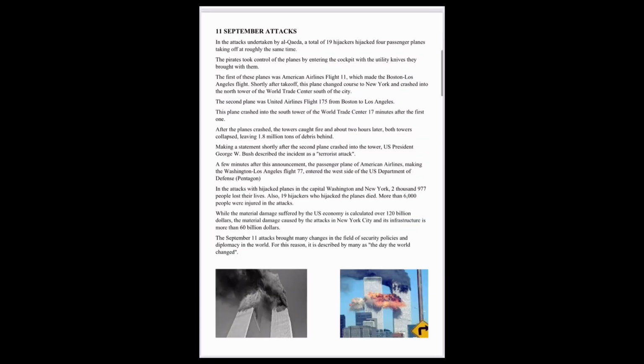The 11 September attacks were undertaken by Al-Qaeda, with a total of 19 hijackers. They hijacked 4 passenger planes taking off at almost the same time. The hijackers took control of the planes by entering the cockpit with knives. The first of these planes was American Airlines Flight 11, which was on the Boston to Los Angeles route. Shortly after takeoff, this plane changed course to New York and crashed into the North Tower of the World Trade Center in the south of the city.